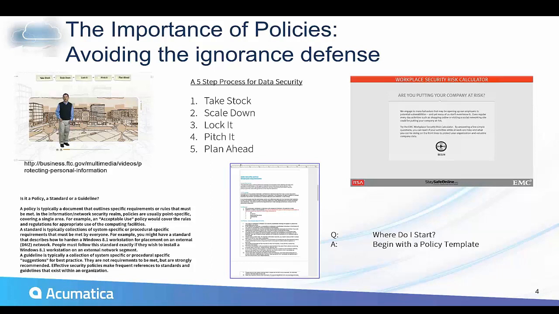But I guarantee you, at the bare minimum, they're going to have some of the things that I'm about to talk to you about. So the 5-step process that the FTC recommends is, first of all, take stock. Look at what information you are actually tracking. Look at what information you are storing. Are you aware of the information that you're storing?